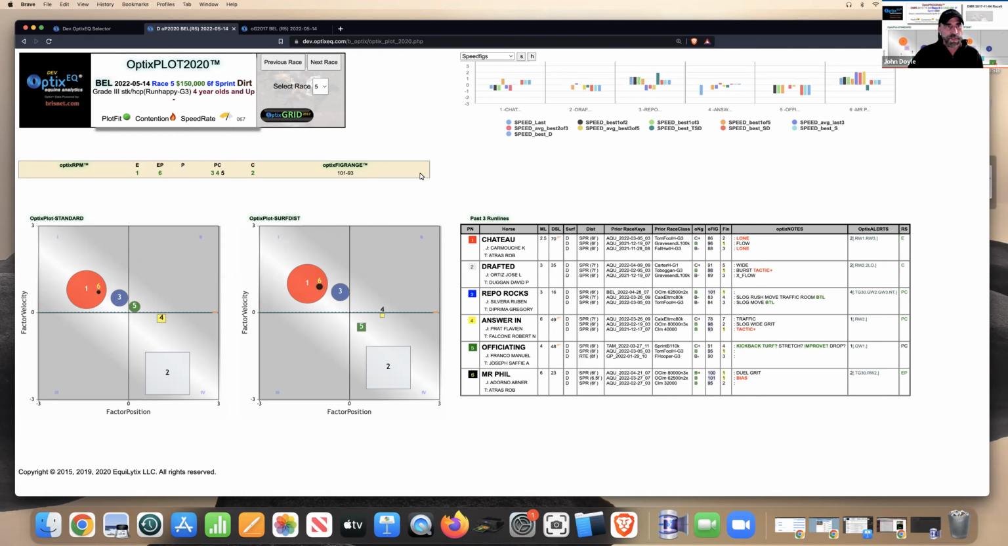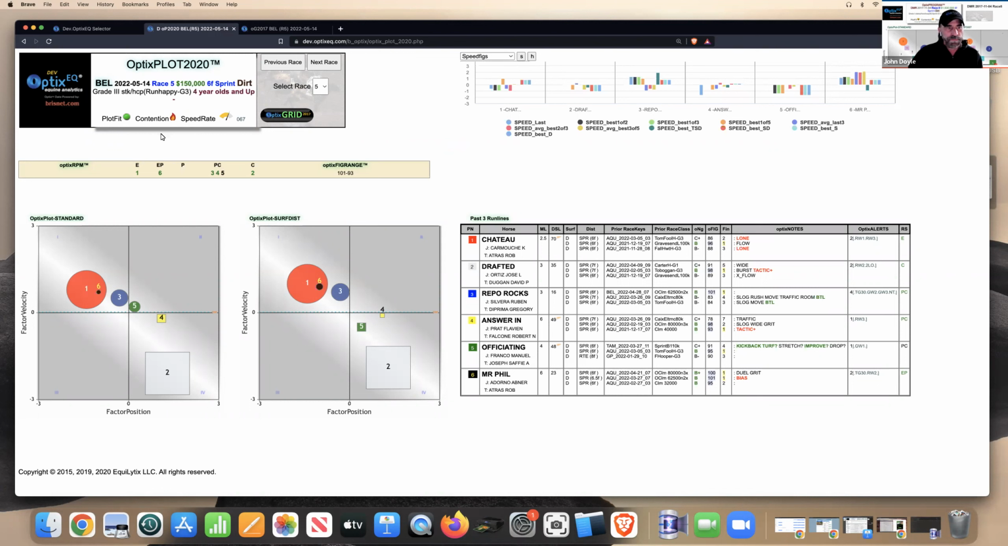I'm going to start with race 5, and that's the Runhappy. It's a Grade 3 stakes for 4-year-olds and up. It's a sprint distance. And we're looking at the plot here, both the standard and surface and distance look really similar. So that's why it's got that nice green plot fit.